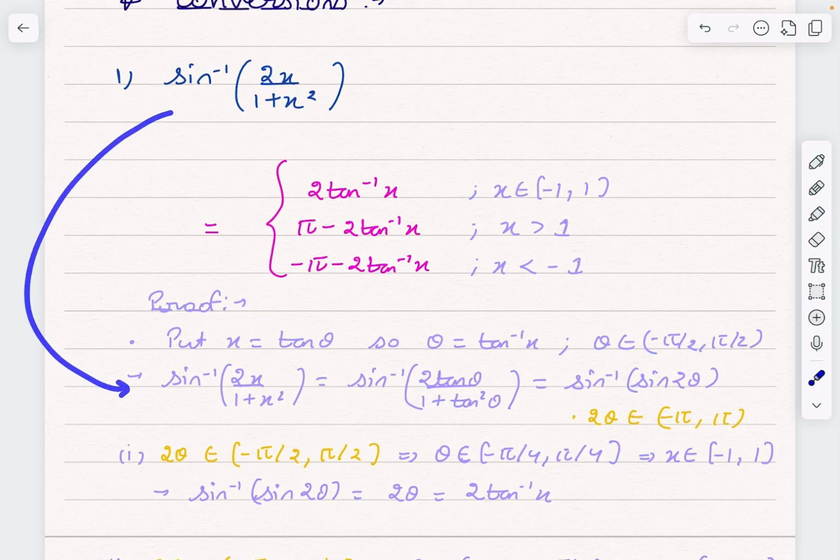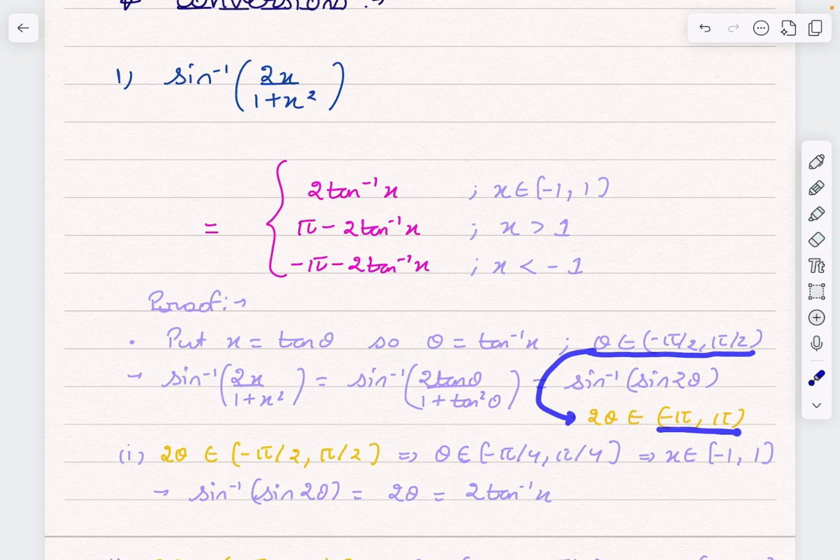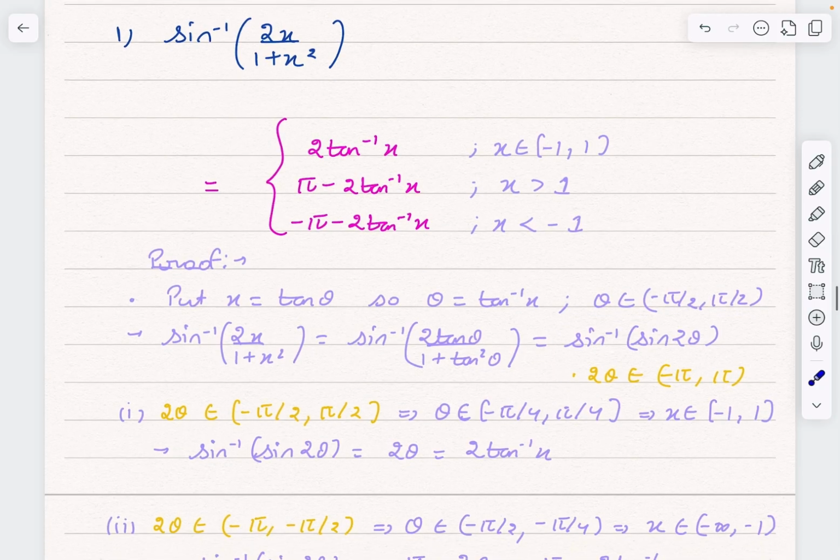So this thing will become sine inverse of 2x by 1 plus x square will become sine inverse 2 tan theta by 1 plus tan square theta. And you know, this is the formula of sine 2 theta. This is what we discuss in trigonometry. So we get sine inverse of sine 2 theta, and theta was from minus pi by 2 to pi by 2. So 2 theta will lie between minus pi to pi, both open. But in minus pi to pi, directly we cannot say anything about sine inverse of sine 2 theta. So we need to make intervals here, cases here.